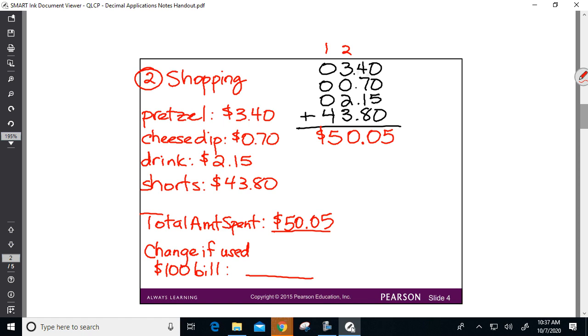But now I want to find change. How do I get change? Subtract. Now it's a subtraction problem. So $100 minus $50.05. And the reason why I chose 100 is so that we can practice the multiple times in which you have to borrow.